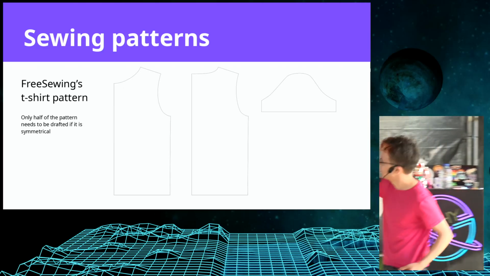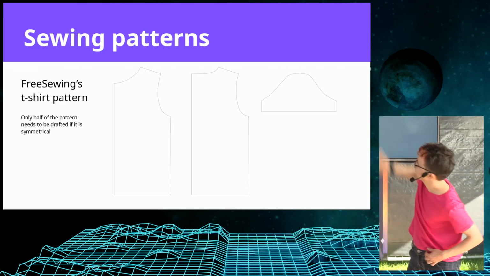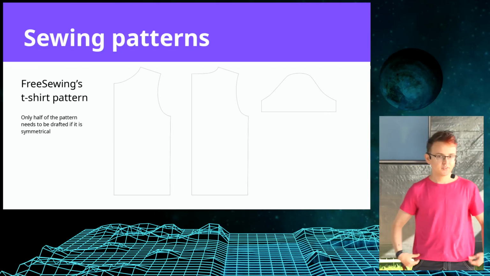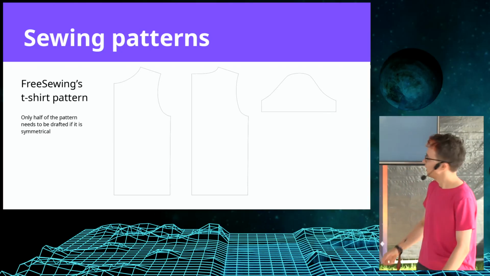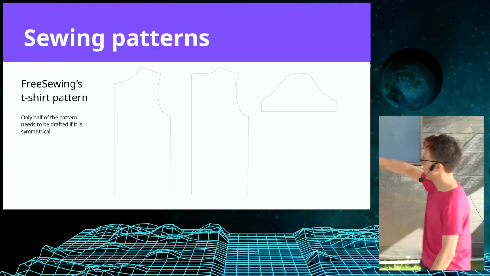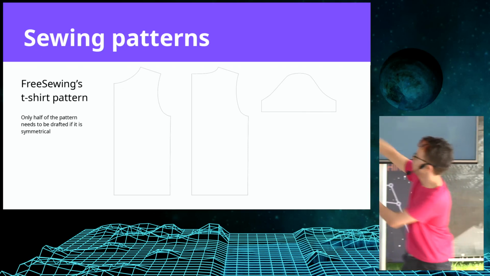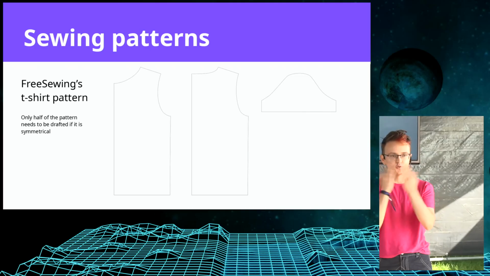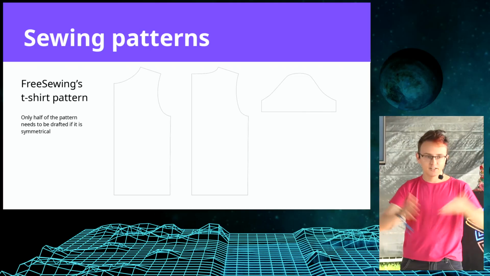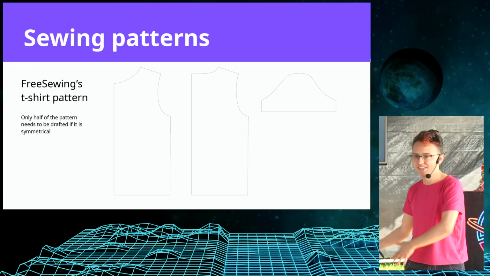This is, if you can see it, a t-shirt sewing pattern. This is what I am wearing right now. If you are wearing a t-shirt right now, you're probably also wearing something like this. Since it's symmetrical, we only draft half, so you have to think about folding it out. If you are wearing clothes, you are wearing something from a sewing pattern.